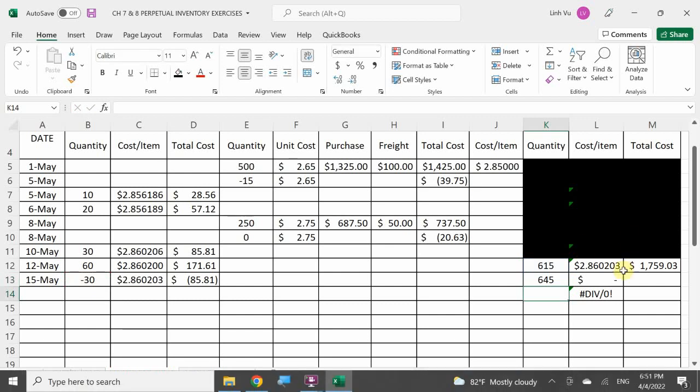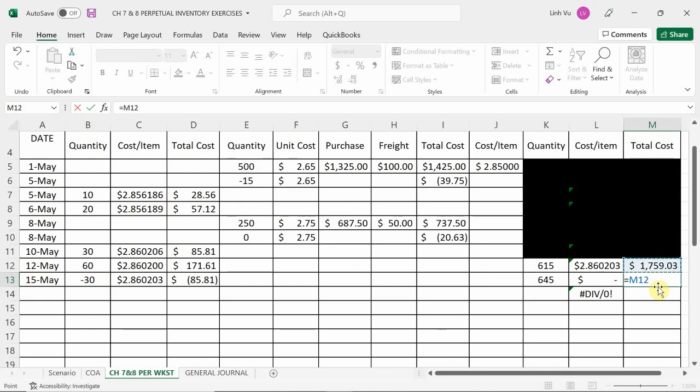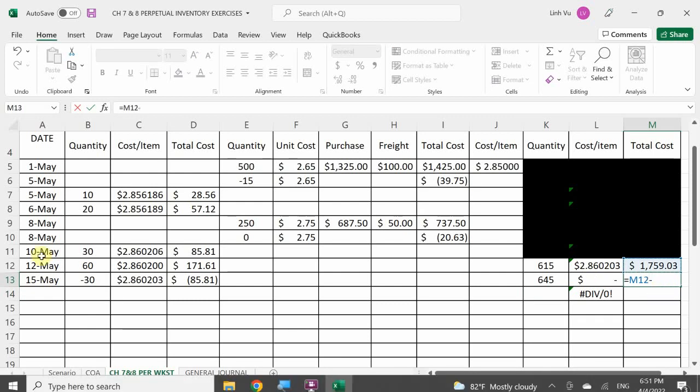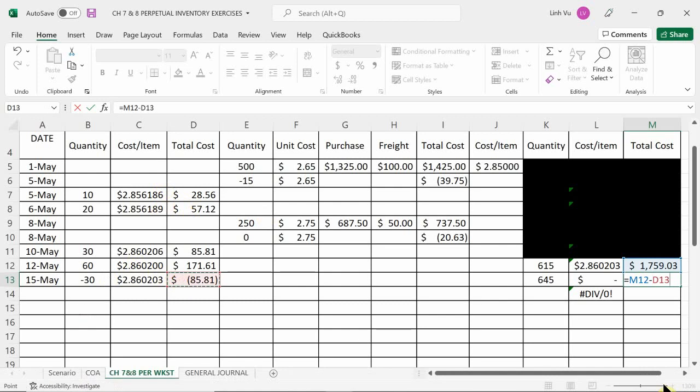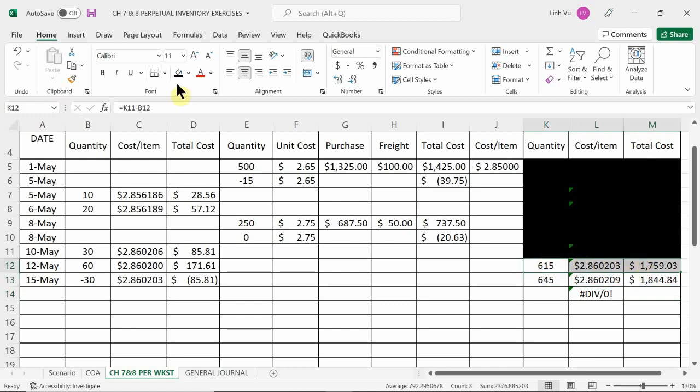645, okay? Same thing here. I need to add back my $85.81, okay, to give me now a grand total of $1,844.84, which then will increase my cost per item again by 0.06 of a penny. So in this case, not really by much. Because of this, now I do have my average cost per item and I have my reverse of my cost of goods sold to be a total of $85.81.